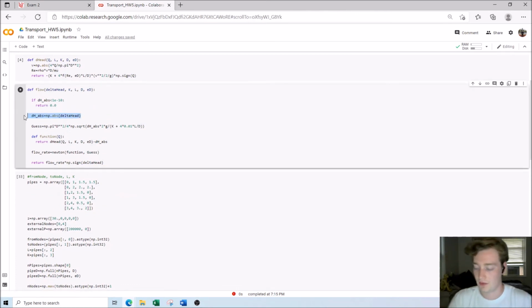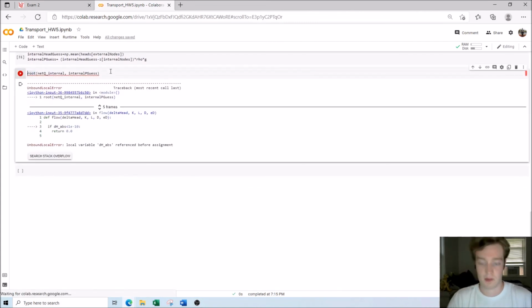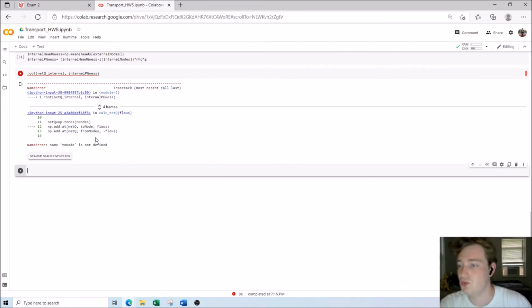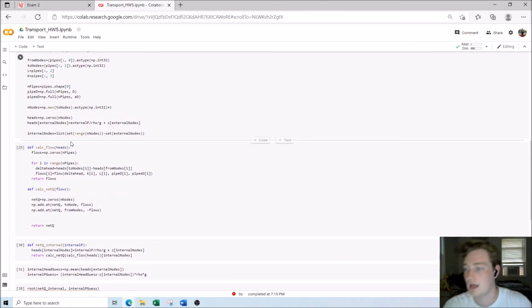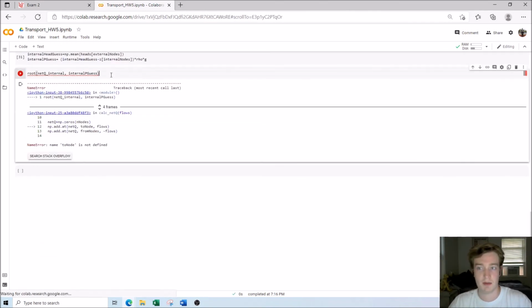Oh, we've got this backwards. So let's copy and paste that over, just like that, so it's defined before it's used. Fourth time's a charm. to_node is not defined. Sure it is. Instead of to node, how about two nodes? We're just catching all of my slip-ups, aren't we?